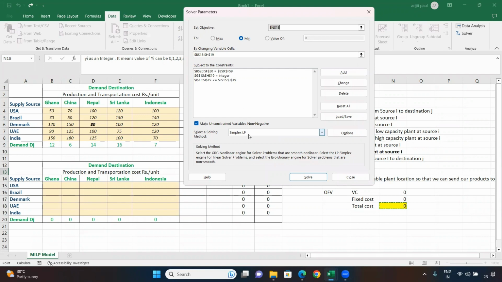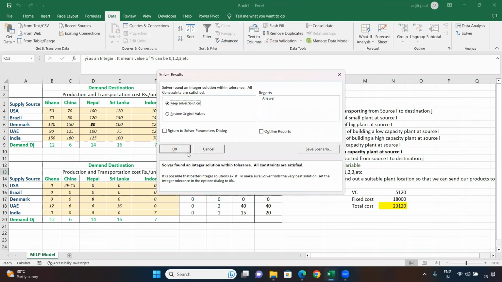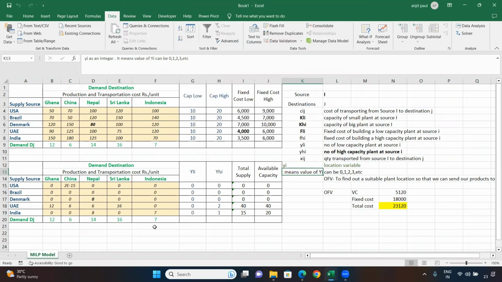Now let's select the simplex LP. Make this option tick because we do not require any type of negative values here. And solve this problem. Now see, we have satisfied the demand: 12, 6, 14, 16, and 7. That means we have satisfied the demand of the market.